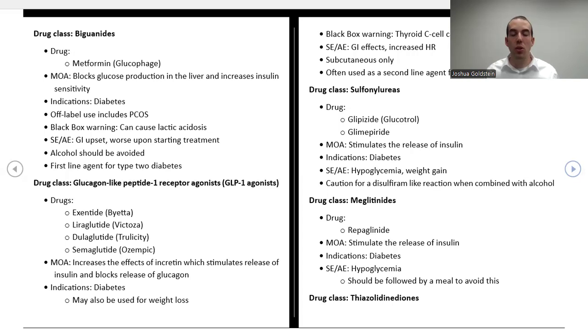Next, we have the meglitinides, such as repaglinide, and this stimulates the release of insulin, same as the last drug did. This one also works for diabetes, and this one also, for the same reason, has the adverse effect of hypoglycemia. This one should really be taken with food to make sure we really don't get into that hypoglycemia, and of course, educate your patient about that risk.